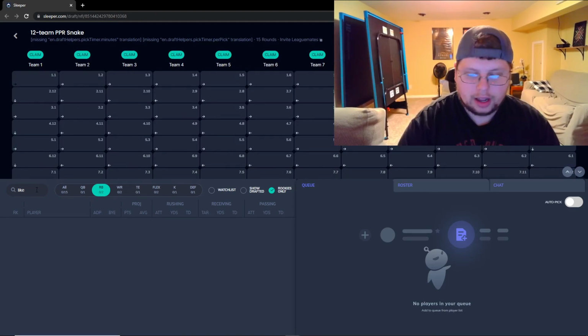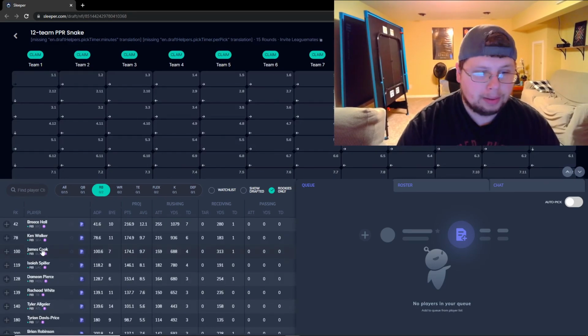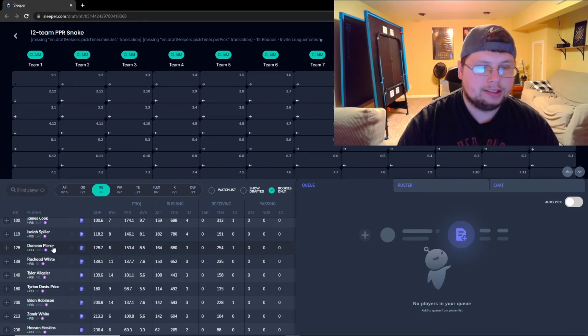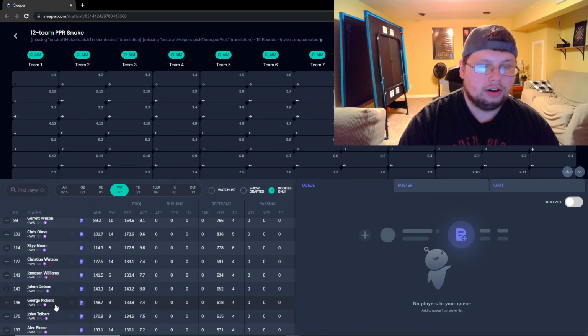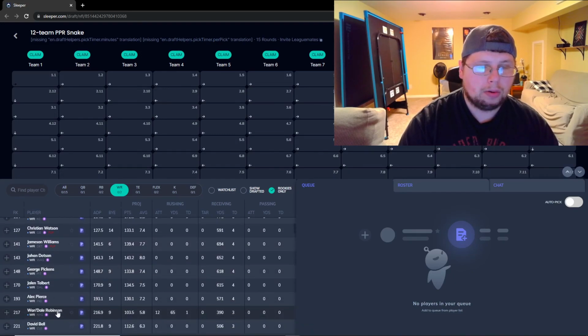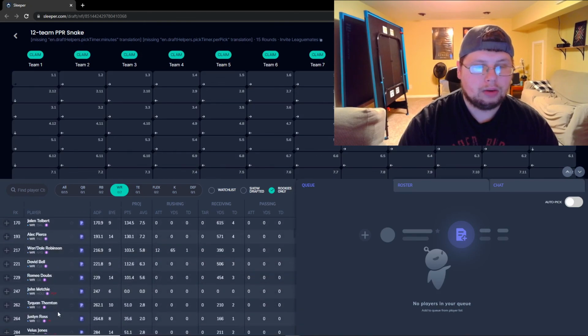So essentially, you're looking out for your Isaiah Spiller, you're looking out for your Pierce, your Rachaad White, your Algier. At wide receivers, you're looking for your George Pickens, your Jalen Tolbert, your Alec Pierce, your Wandale Robinson, and then nothing for tight ends either.